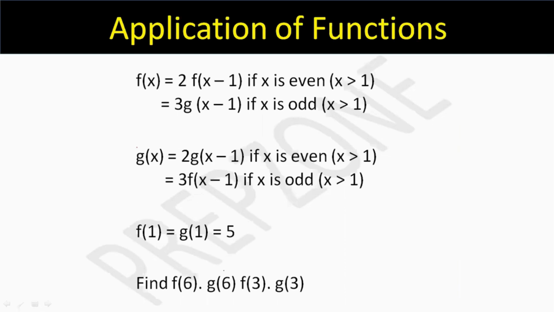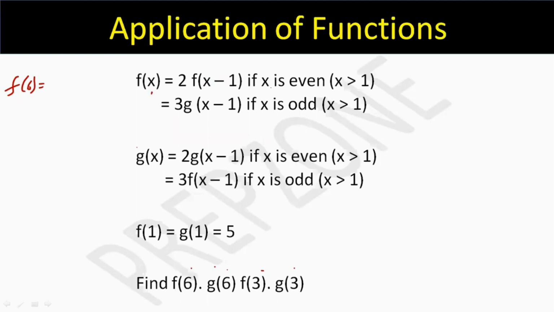What has been asked? f of 6, g of 6, f of 3 and g of 3, right? Let's look at f of 6. What is f of 6? f of x is twice f of x minus 1 if x is even, 3 times g of x minus 1 if x is odd, and the same is the case with g of x. So first let me find f of 6. f of 6 basically means the value of x is 6.